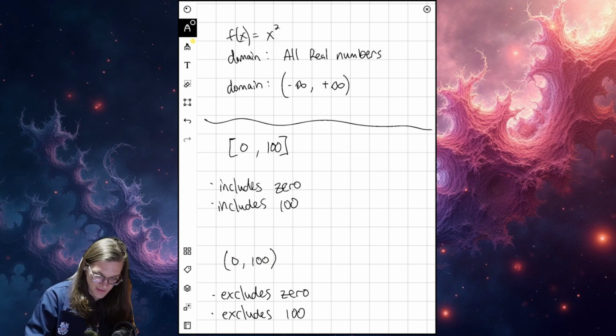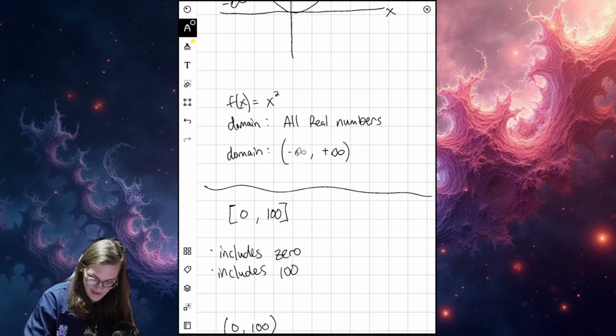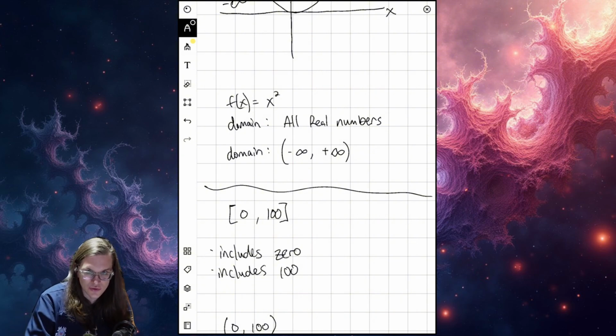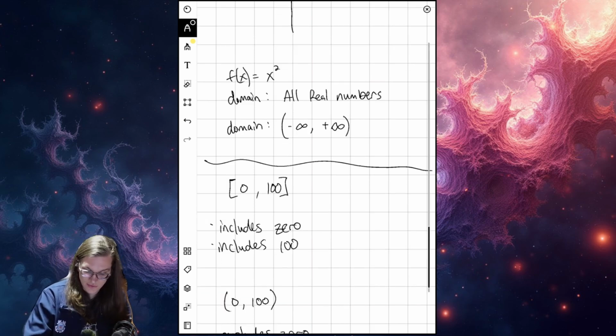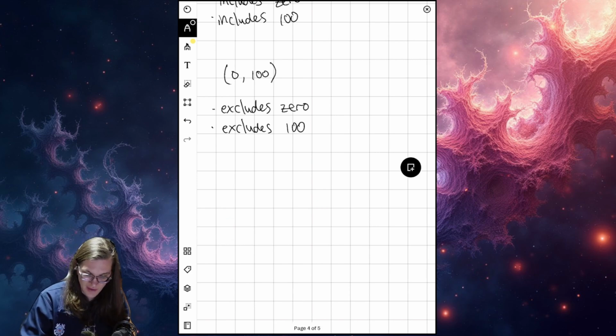So remember that. The reason I say that is because if you're ever writing a domain or any set like this with infinity in it, it will always have parentheses. Because if you think about it intuitively, you can't include infinity because, as everybody knows, it's not a number. And we'll go into that in another video. So I think we covered domain pretty well.